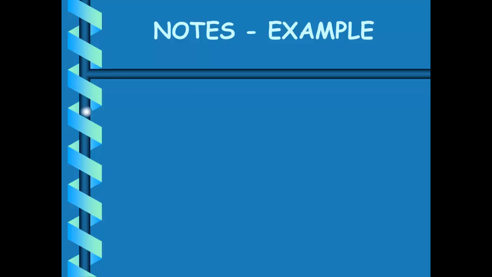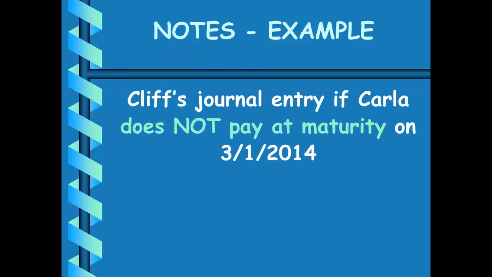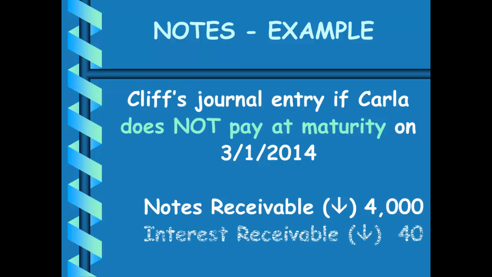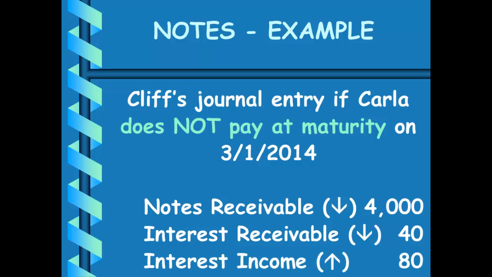Let's take this example one step further. Carla, forget optimism. She doesn't pay. No mature, she doesn't pay. Let's skip the debit. We'll come back to the debit. Do I still credit notes receivable for $4,000? Yes. Do I still credit interest receivable for $40? Yes. Do I still credit interest income for $80? Yes. My credits are unchanged, whether they pay me or they don't.